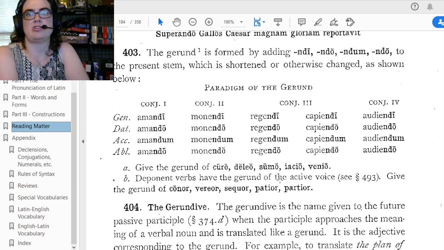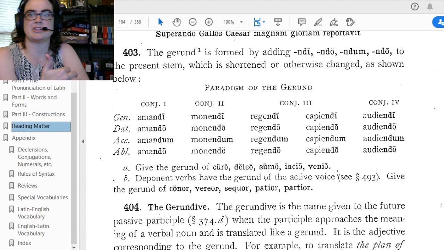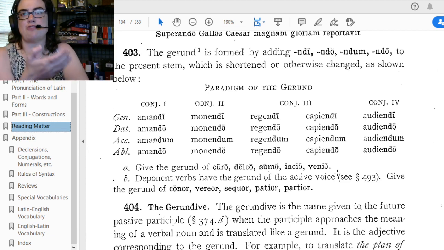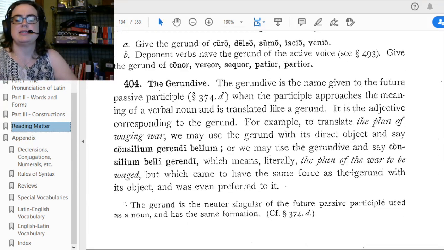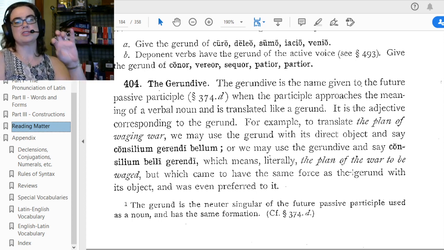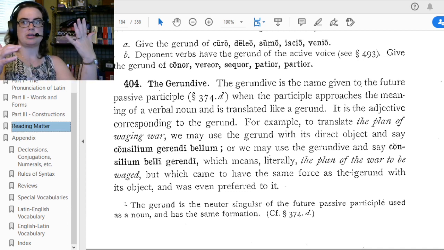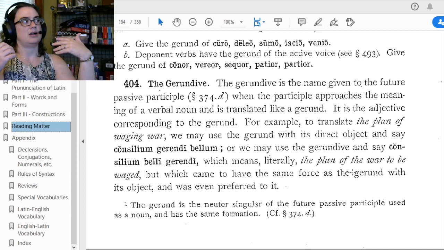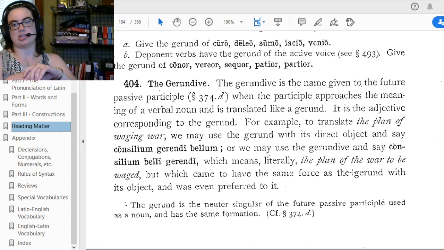Deponent verbs have the gerund of the active voice. So even though 90% of the time they're passive in form, active in meaning, they nevertheless form the gerunds just like every other verb. All right, so easy peasy. But what about the gerundive? This is where Latin and English differentiate. English, being English, not having cases, not having endings, is very happy only using the gerund.